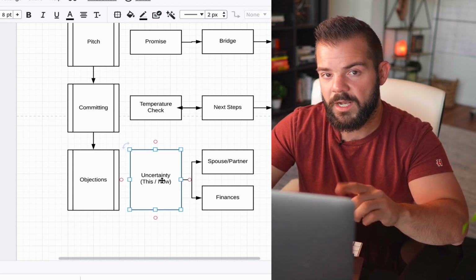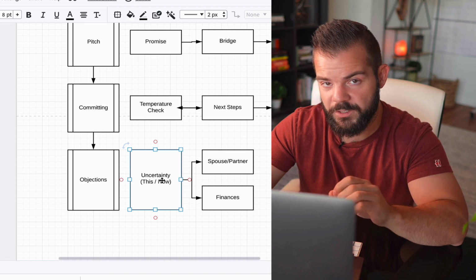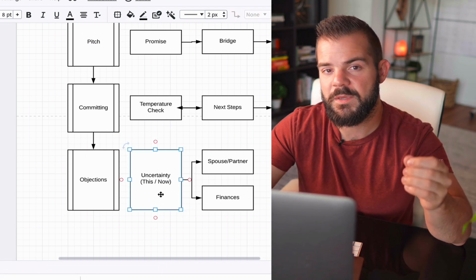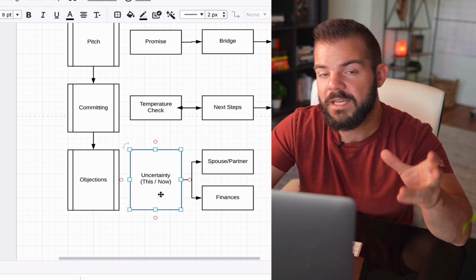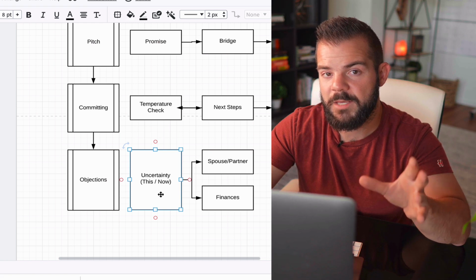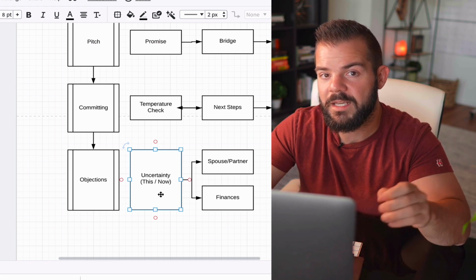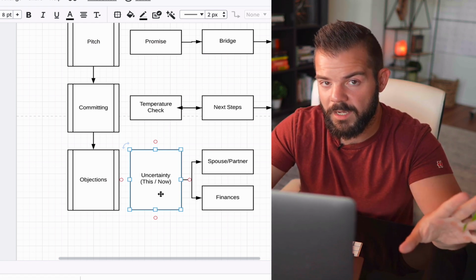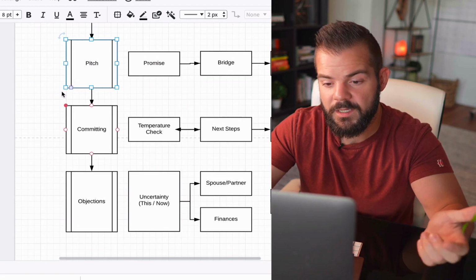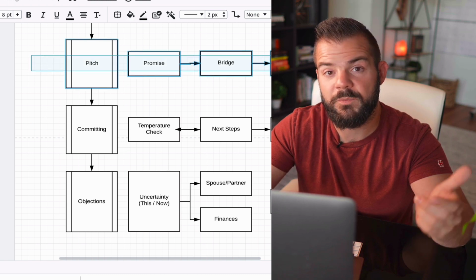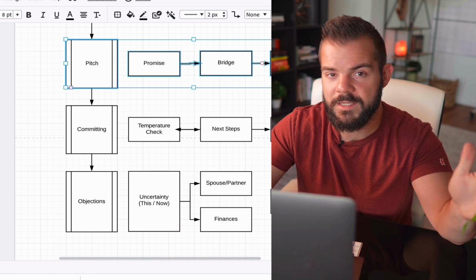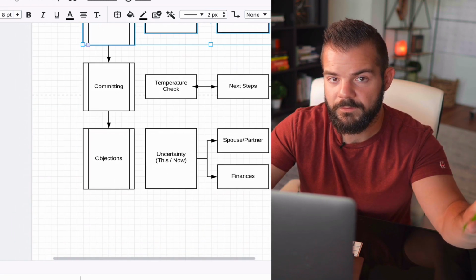Now, this is the big one here, guys, uncertainty-based objections, okay? So uncertainty-based objections is anything that's keeping them from thinking that this is the right thing and now is the right time. Okay, I'll repeat that. Anything that's keeping them from believing that this is the right thing and now is the right time, money aside, okay? So what's key is that they're certain that whatever you gave them here, the pitch, is the right thing and this is the right time, money aside, okay?